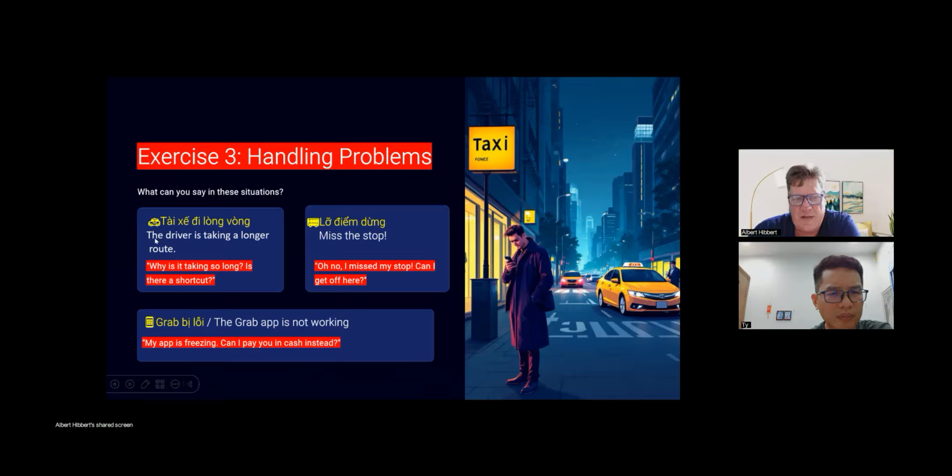How can you handle the situation when the driver is taking a longer route? Why is it taking so long? Is there a shortcut? You are on the bus and you missed your stop. Oh no, I missed my stop. Can I get off? Your Grab app is not working. I'm sorry, my app is freezing. Can I pay you in cash instead?